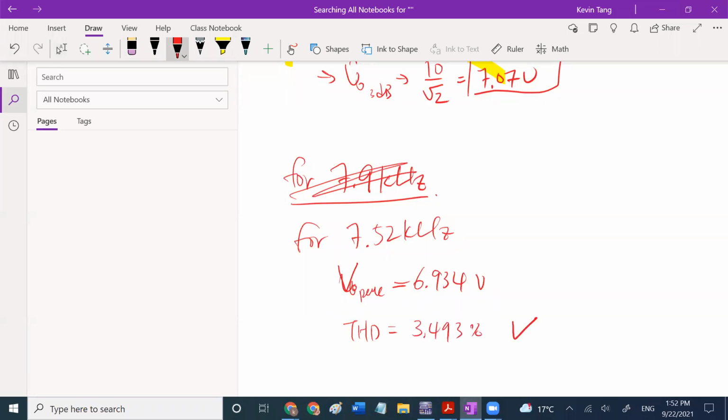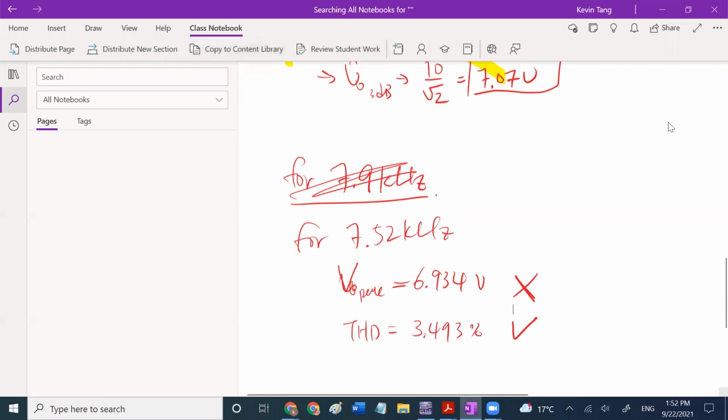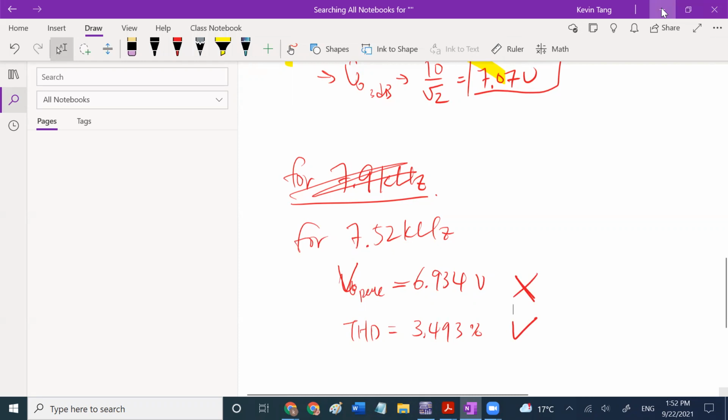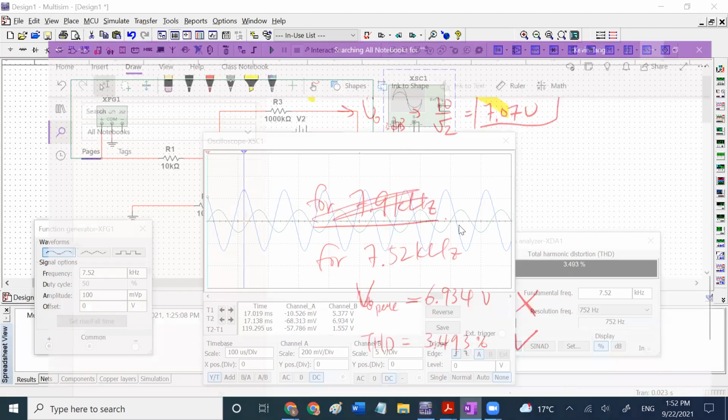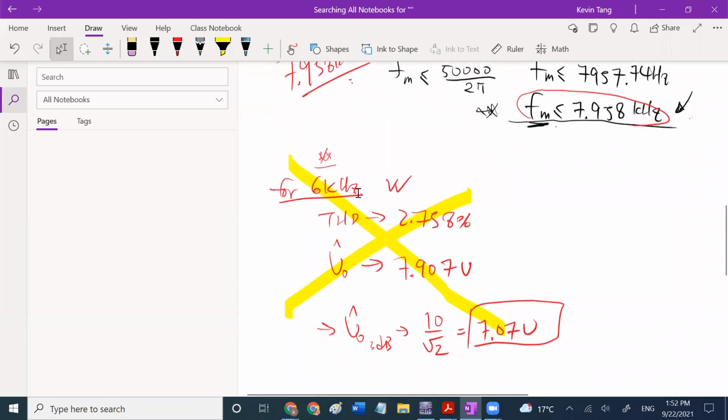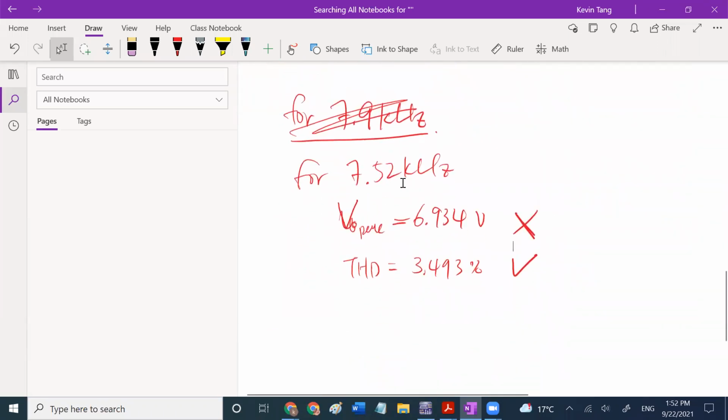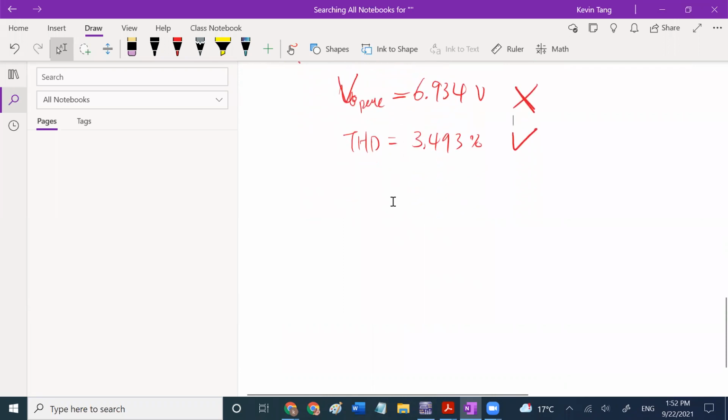3.493%. This is fine, but this is not okay. So there's a problem for this one. So we have to continue lowering down our frequency. Obviously, it's somewhere between 6 and 7.3. So we know 6 is fine. We know 6 kilohertz is okay.